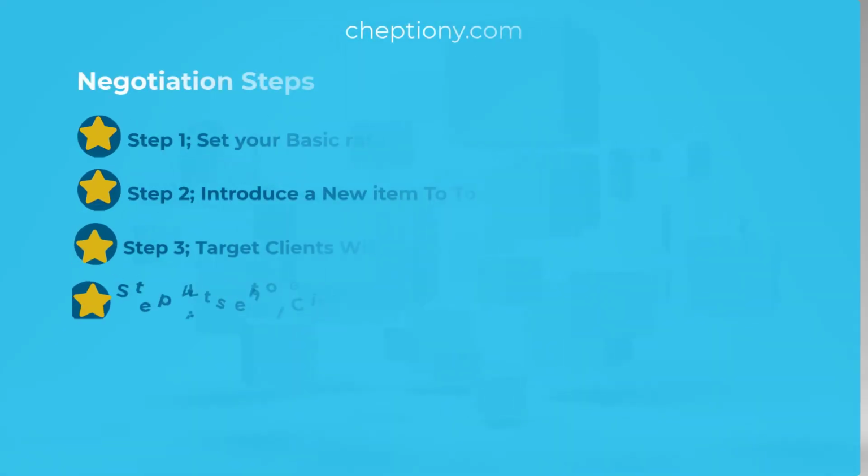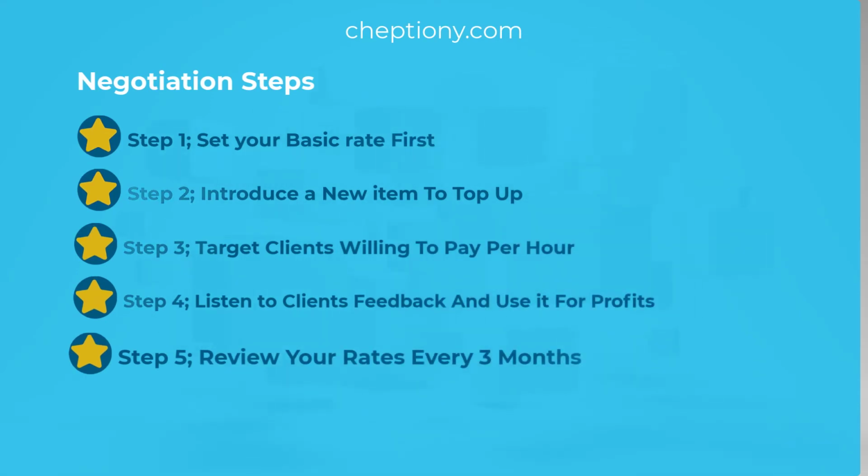Step number 5, review your rates every 3 months. Deliver quality work and get stunning 5-star reviews. From there, review your hourly rate. You can increase it by $5 every 3 months. In a year, your rates will have doubled. Base your rates on your expertise and experience.